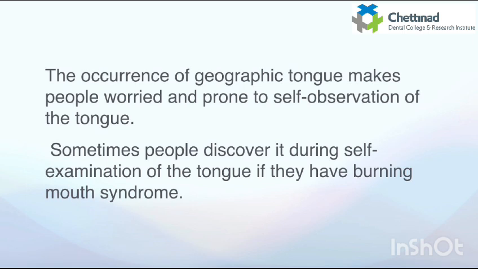The occurrence of the geographic tongue makes people worried and prone to self-observation of the tongue. It creates a disproportionate level of stress. Additionally, it may cause symptoms while eating certain types of foods like hot, spicy foods. Sometimes people discover it during self-examination of the tongue if they have burning mouth syndrome.